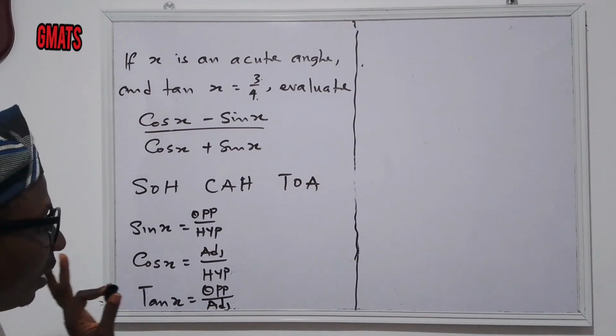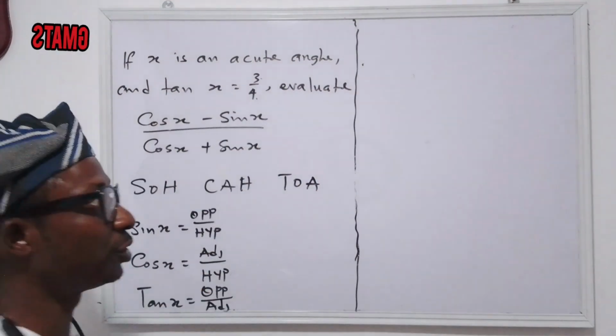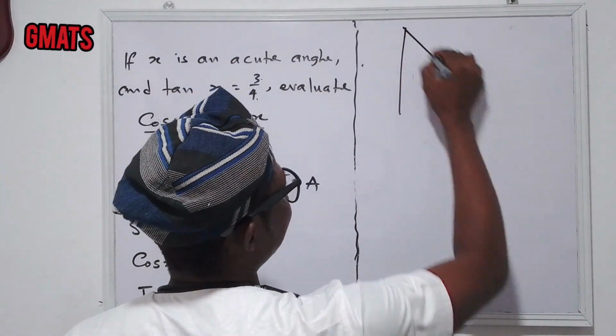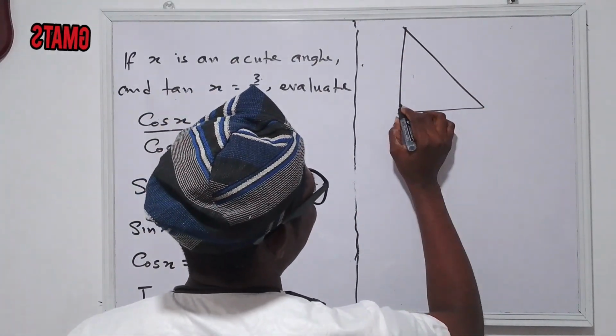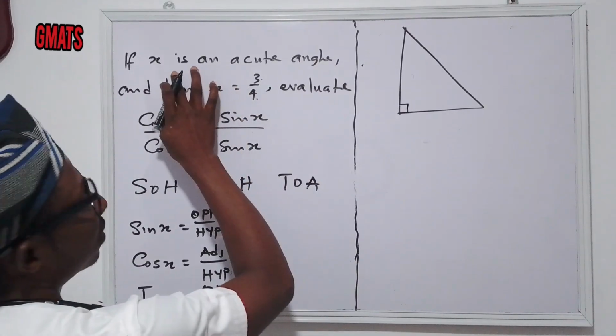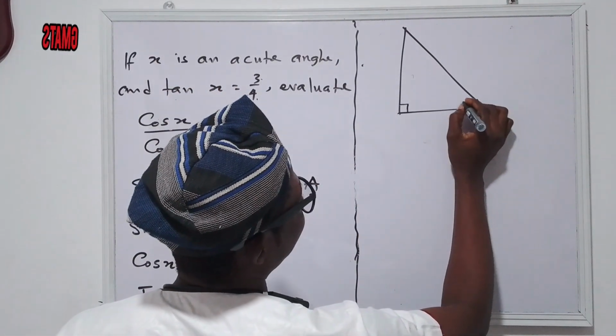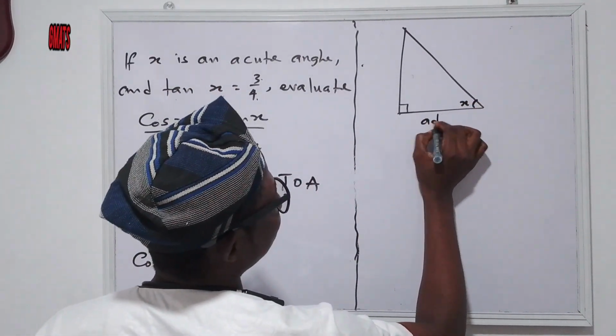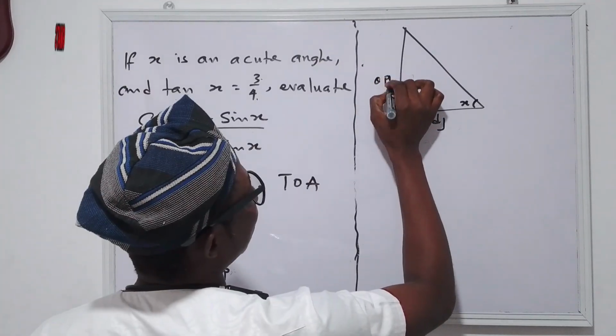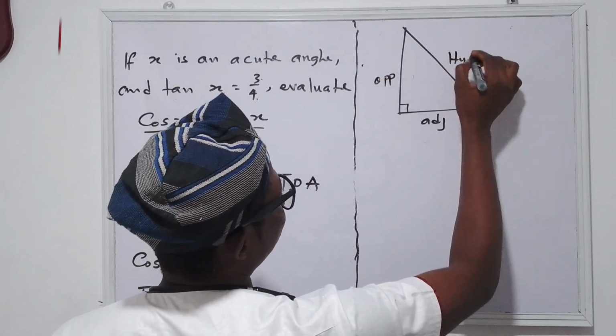Now the next thing is to draw our right angle triangle. We have been given the acute angle to be x, so we have x here. So this is the adjacent, this is the opposite, and this is the hypotenuse.